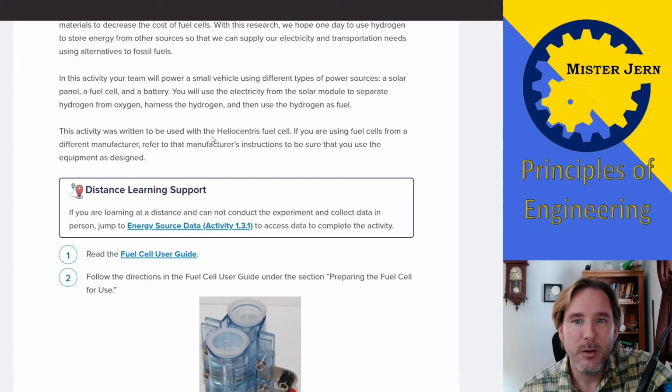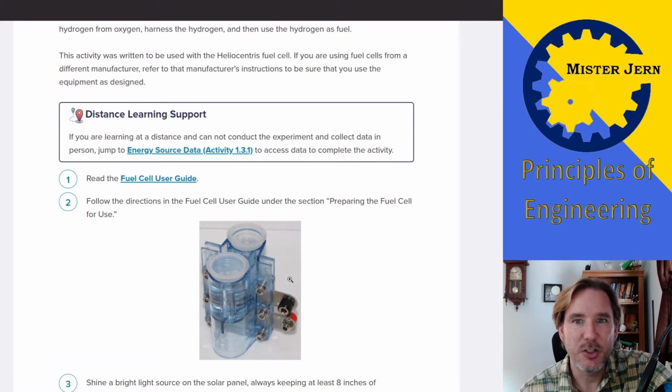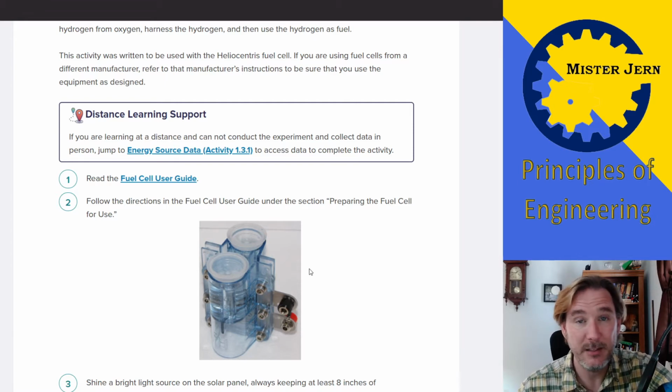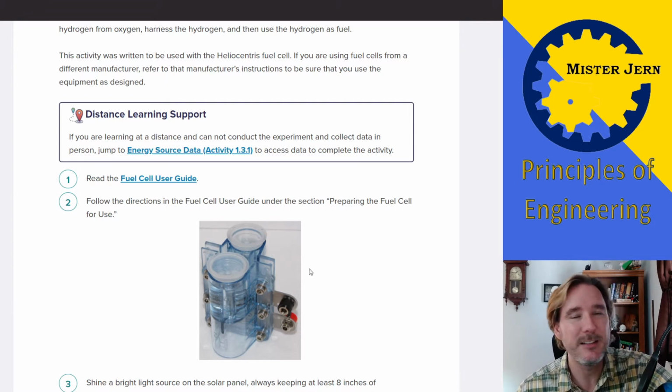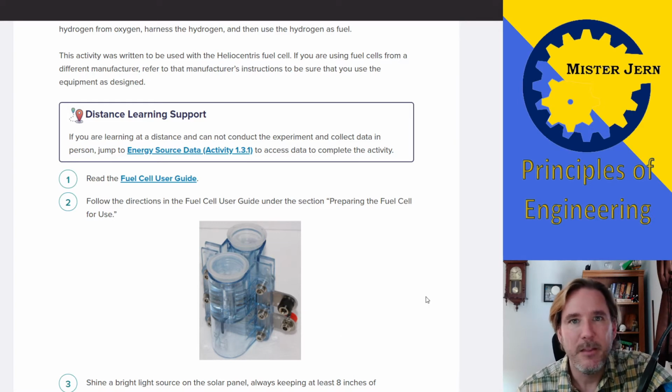Now we are going to be using a heliocentric fuel cell. It looks a lot like what's in this picture right here. It doesn't look all that amazing. It's a technology that's about the size of maybe a fist and a half, maybe two of your fists put together, give or take a little bit. But you can see in this picture we have the positive and negative plugs for a banana plug. And this is where you'd be plugging in, attaching the wires and whatnot.